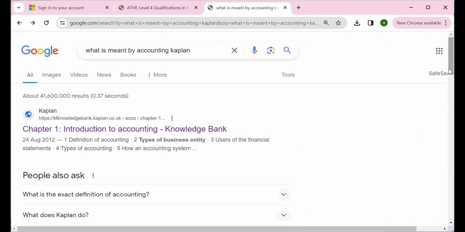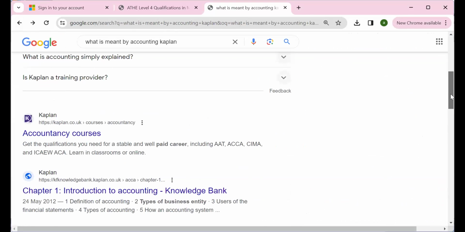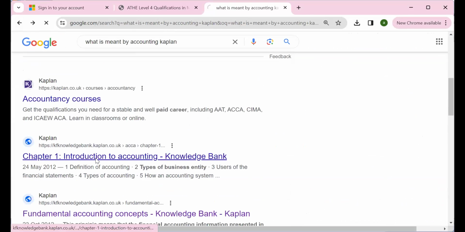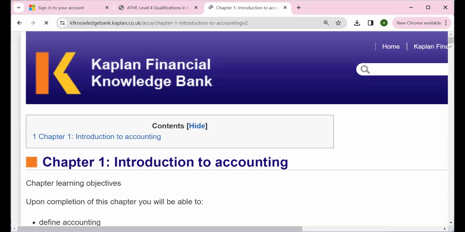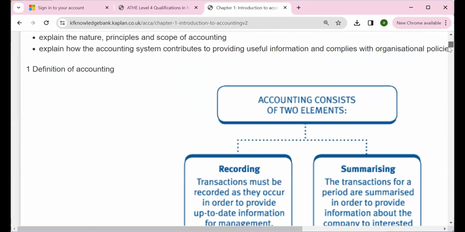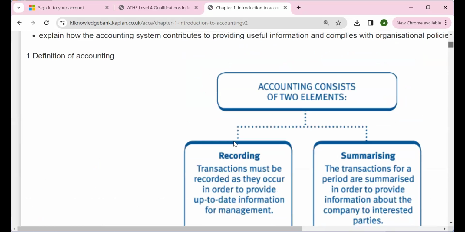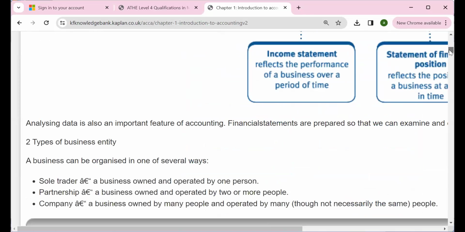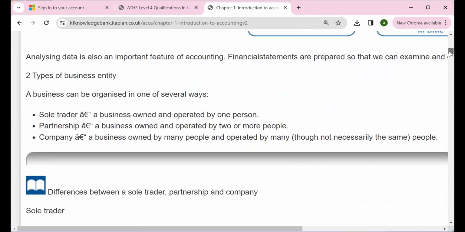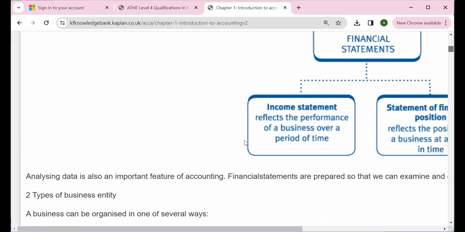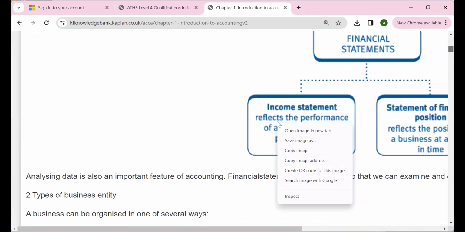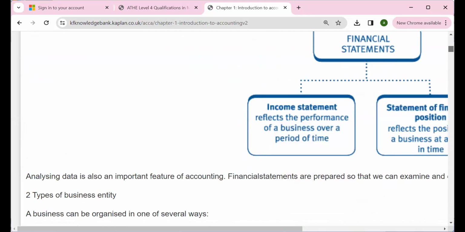So if you go further down, you can find a few links there. Introduction to accounting. Then of course you can look around for what is meant by accounting. Yeah. So please, if you can even right click, accounting is recording the transactions. Transactions must be recorded as they occur in order to provide up-to-date information. We can summarize the transactions in terms of assets and liabilities. These go in the financial statements like the balance sheet, and so you can take the image of it, copy and paste it into your assignment, and make sure you write as well. Yes, underneath you can explain.